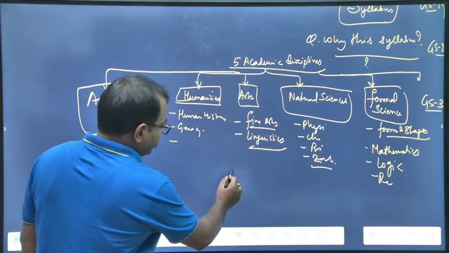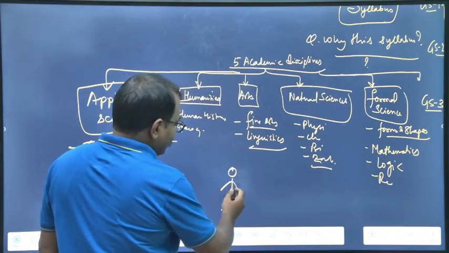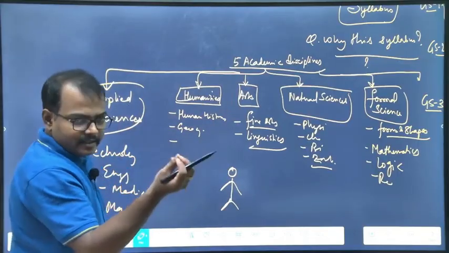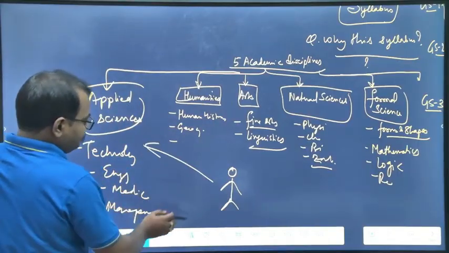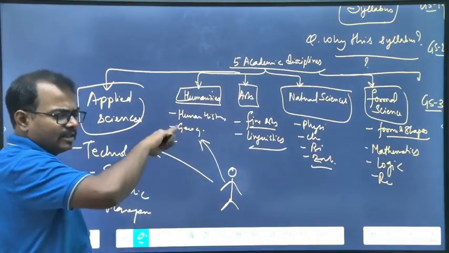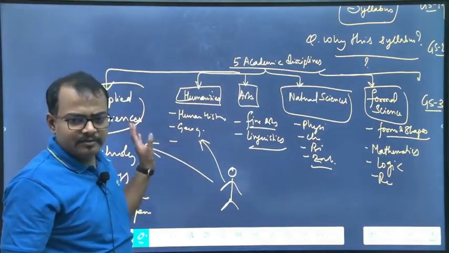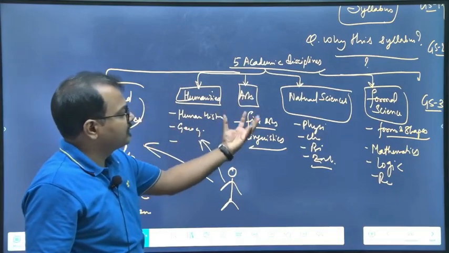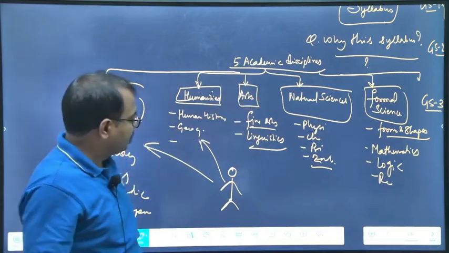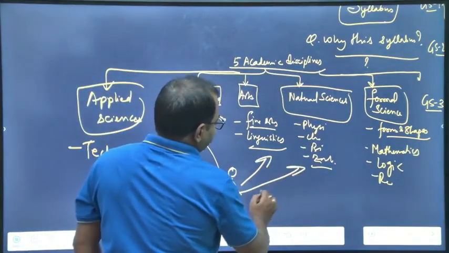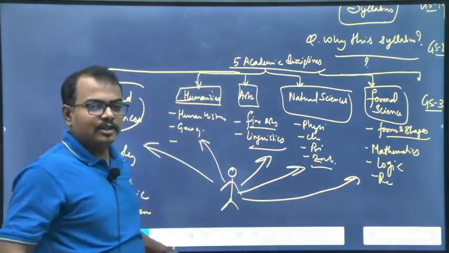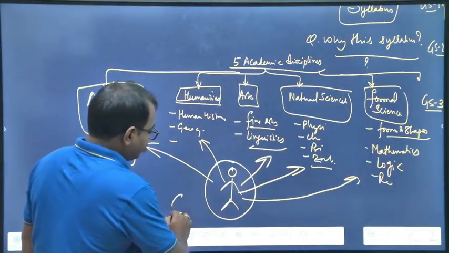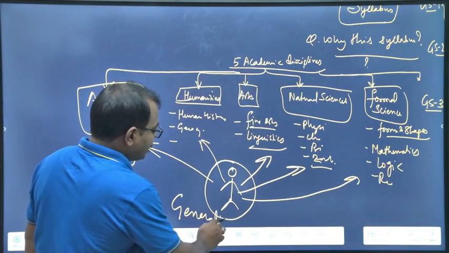Suppose there is a person, and suppose this is you, and by interest you have studied all of these, not in entirety, but still you are aware of these things. You have studied something from applied science, something from humanities, something from everything. So from all the academic disciplines you have studied. Then what do you call that person? That person is called a generalist. Not journalist, this is generalist.